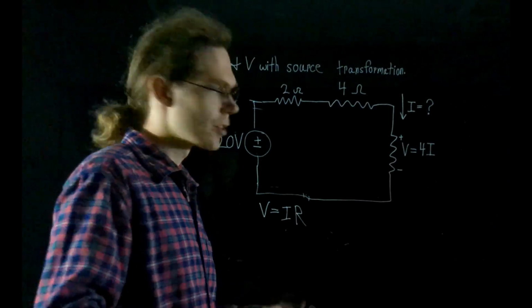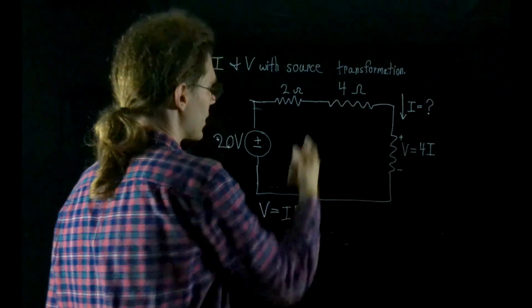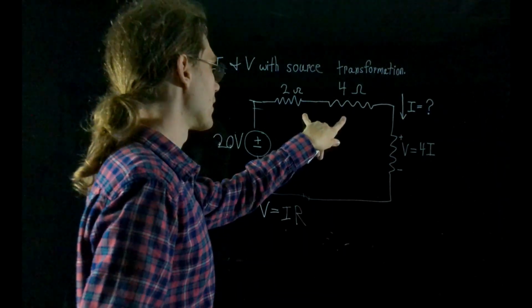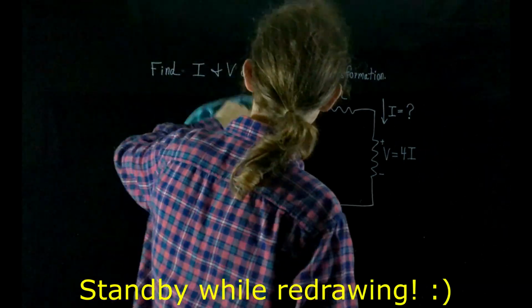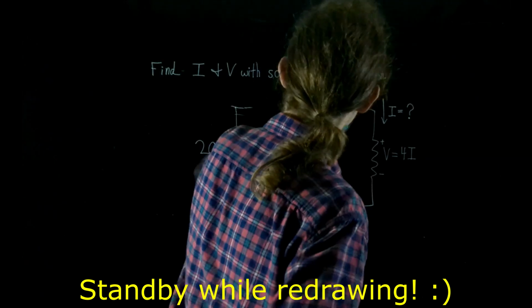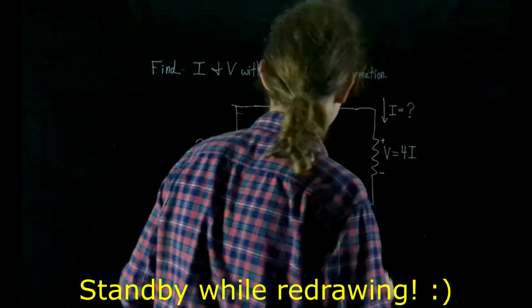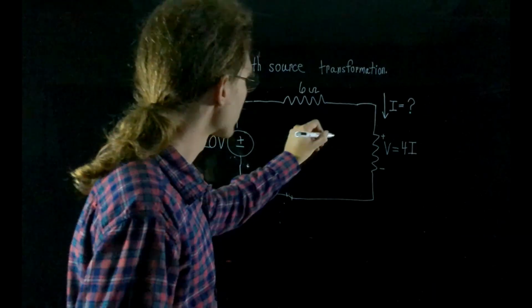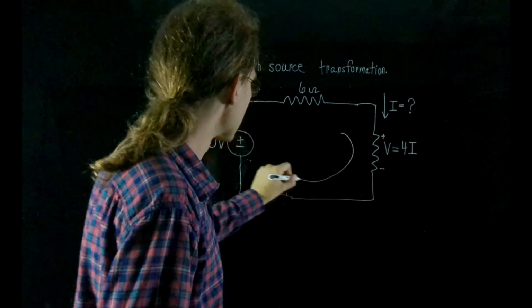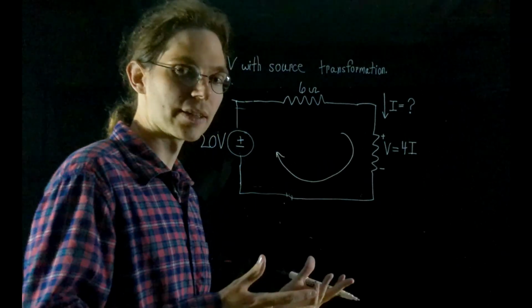After redrawing the circuit, you should immediately notice that the 2 and the 4 ohm resistor are connected in series. Therefore, we can immediately add them to create a 6 ohm resistor. The circuit is now primed to apply KVL. So first we will designate the direction in which we will apply it, and we will write the equation.